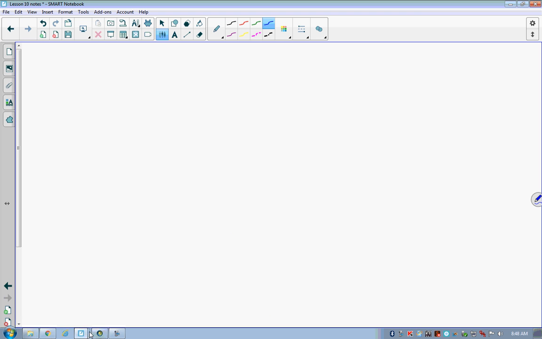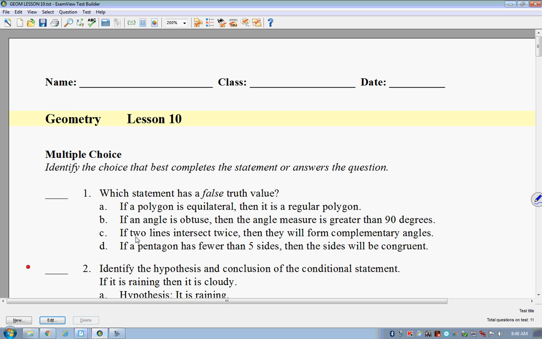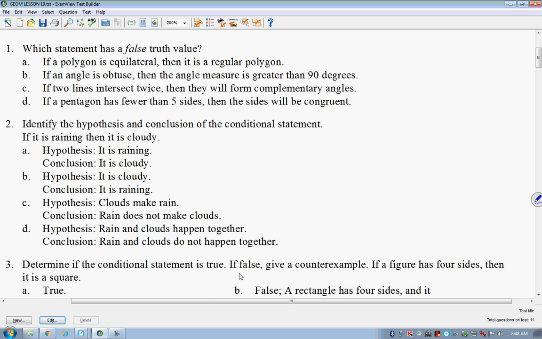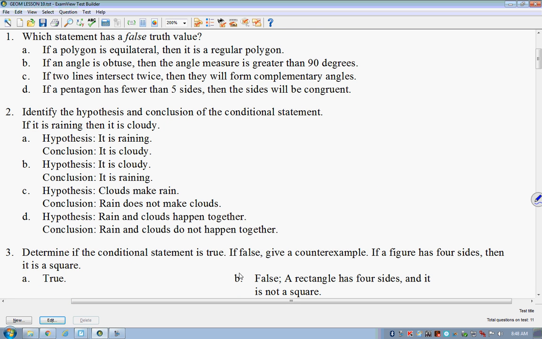That's it for that, but let's look at some questions here. We want to look for the statement that has a false truth value. In order for something to have a false truth value, what must be true? What part of the statement has to be true? The hypothesis has to be true. What do we have to know about the conclusion? What must the conclusion be? False, right? All right, so let's look at this.